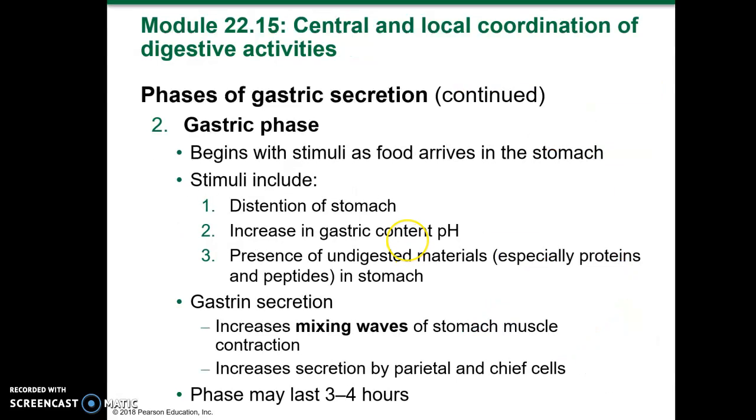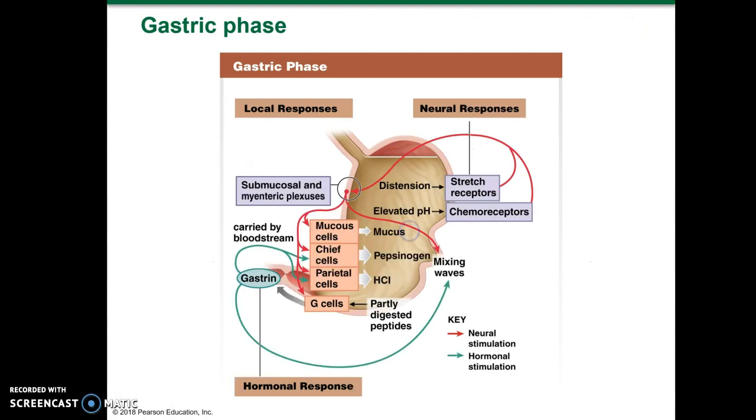The gastric phase begins with stimulus as food arrives in the stomach, and this includes distension of the stomach, increasing the gastric content pH, and presence of undigested materials, especially protein and peptides in your stomach. Gastrin secretion occurs that increases mixing waves of the stomach muscle contraction. It increases secretion by the parietal and chief cells, and this lasts 3 to 4 hours.